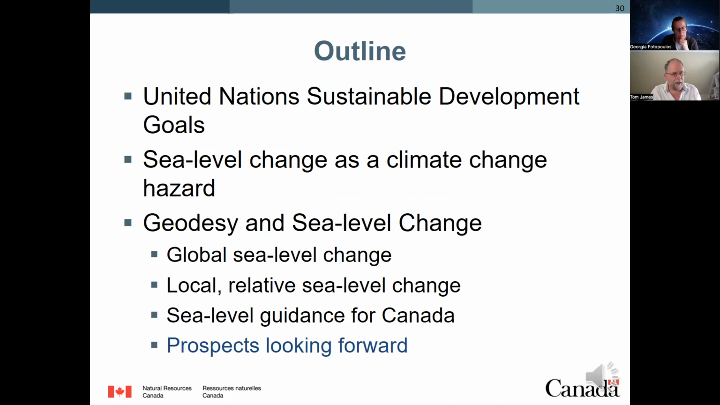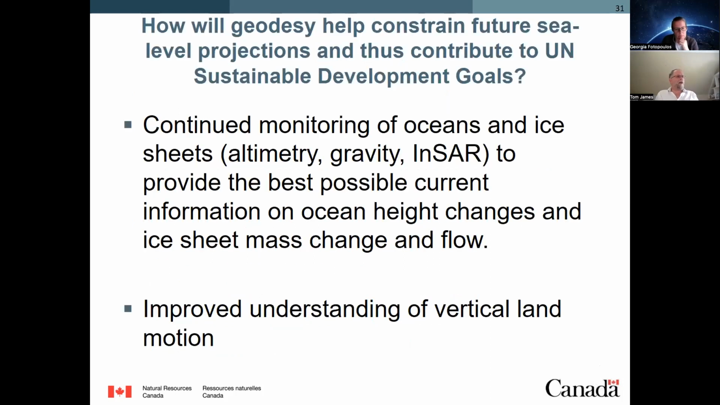And so with that, I'm coming near the end. I'll just offer a few thoughts on looking forward with geodesy, sea level change, and so on. How will geodesy help constrain future sea level projections, and by doing that, contribute to United Nations Sustainable Development Goals?